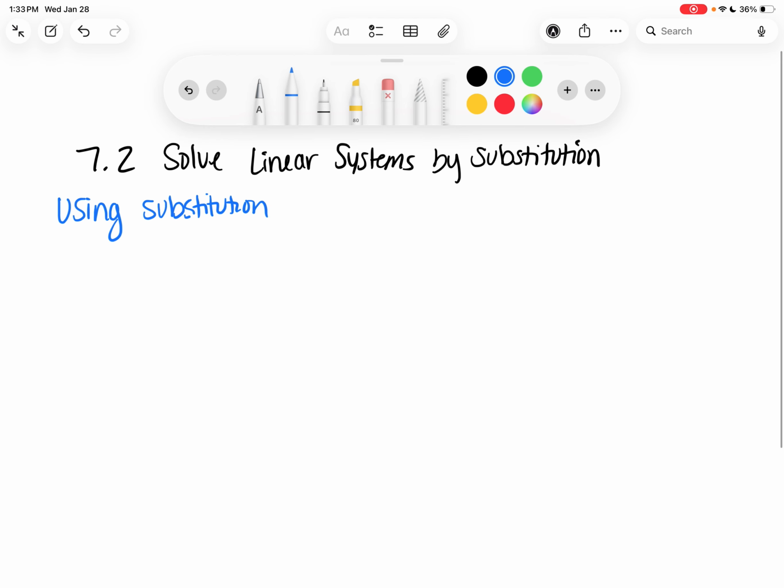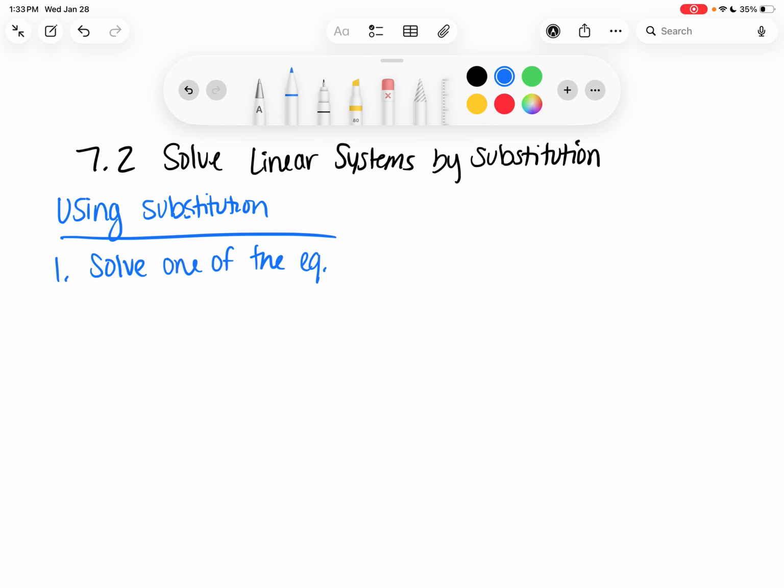we're going to first solve one of the equations for one of its variables. So that means either get x or y by itself. And then I'm going to put this in here. You don't have to do it this way, but it makes it a whole lot easier when possible.